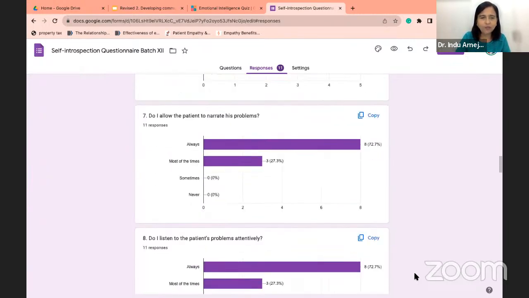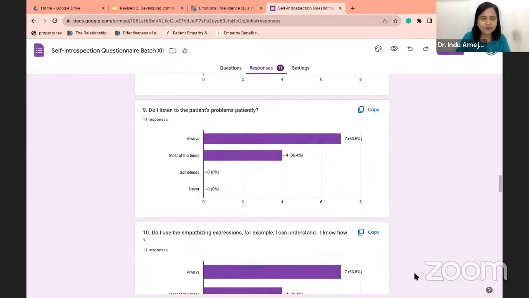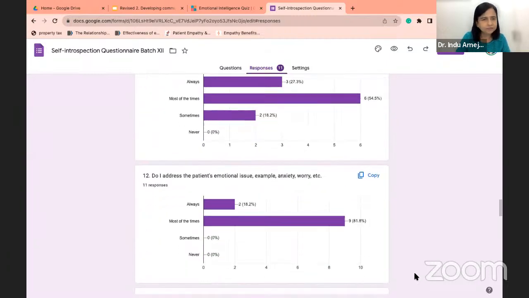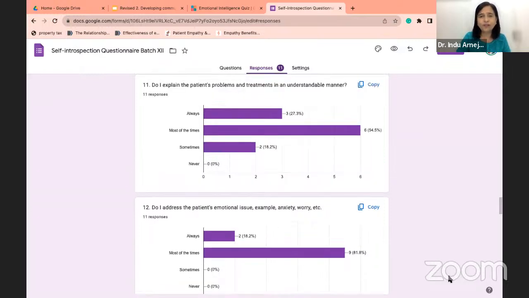Now going down, a couple of things that I observed. Now addressing patients' emotional issues. Again, 18% of you have said always, but almost 81% of you have said most of the times. That means we are not actually doing it for all the patients.